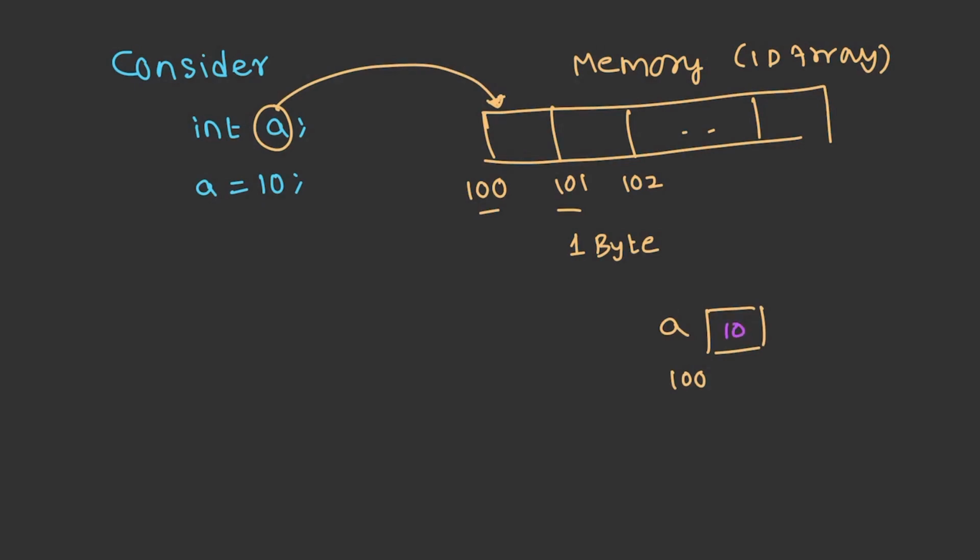Now, if we want to get the address of a, we can get it with the help of &a. &a gives us the address of a, which is 100 in this case. a actually gives the value, which is 10.